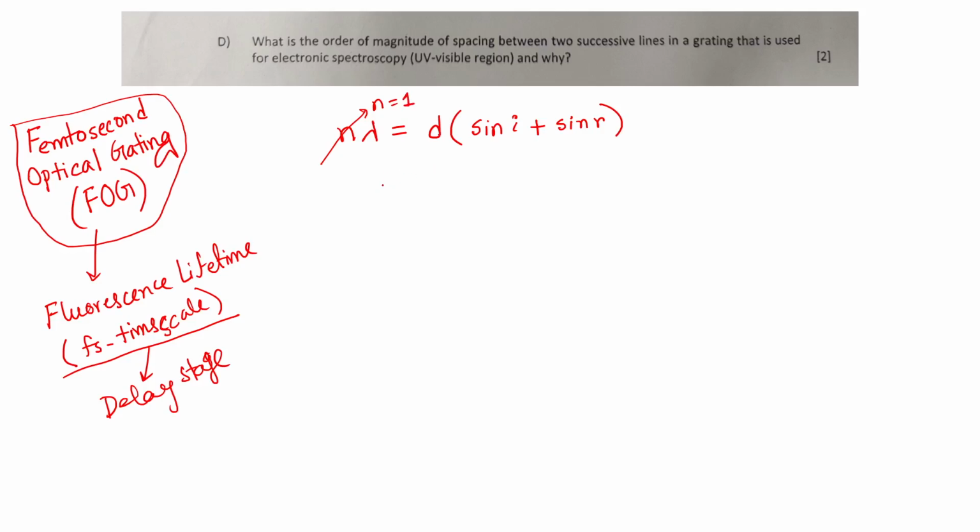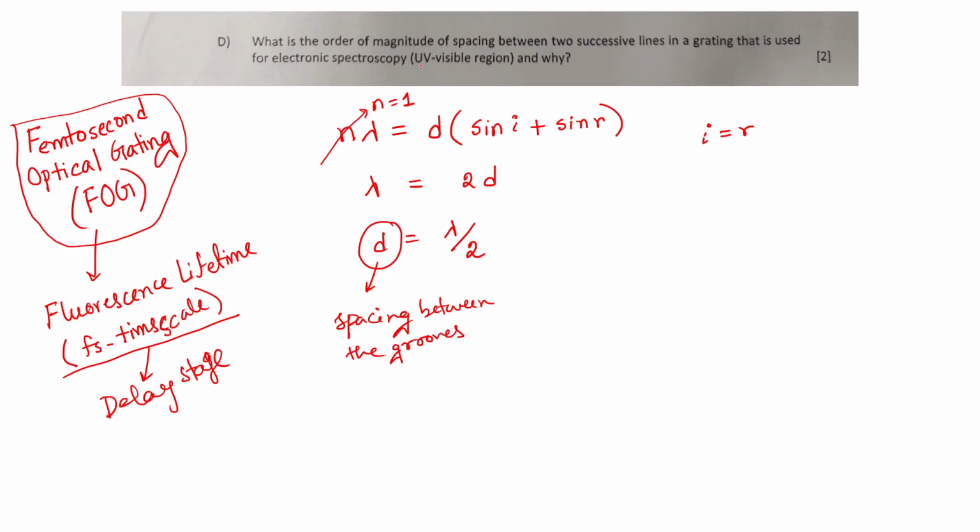So here lambda is your wavelength. We can take the maximum value of sine i and sine r, incident angle and reflective angle. So you will see here it is 2d, and d is lambda by 2. So d is your spacing between two successive lines, or you can say this is the groove distance, the spacing between the grooves.